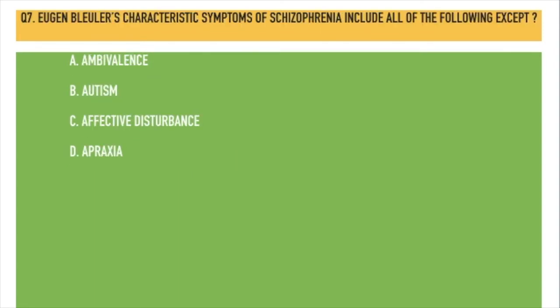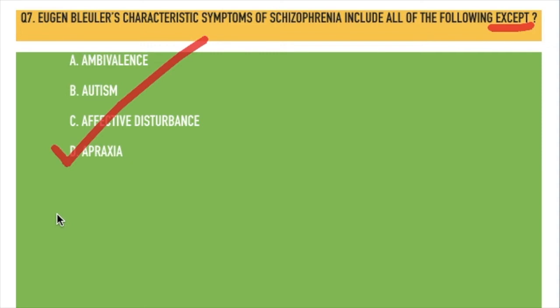Next question. Eugene Bleuler's characteristic symptoms of schizophrenia include all of the following except Bleuler's 4 A's. You know what Bleuler's 4 A's are? There is ambivalence, autism, affective disturbance, and loosening of association. So the except one will be apraxia. Option D, apraxia is the answer.